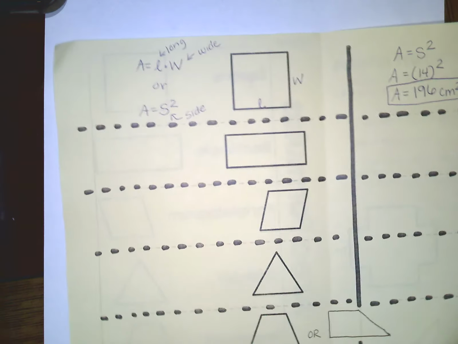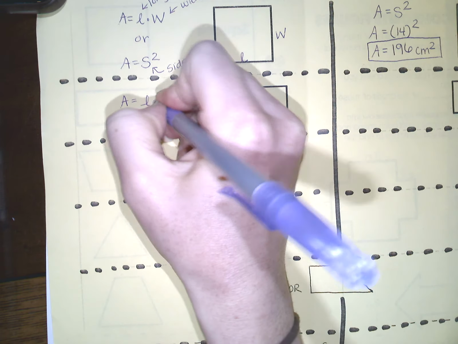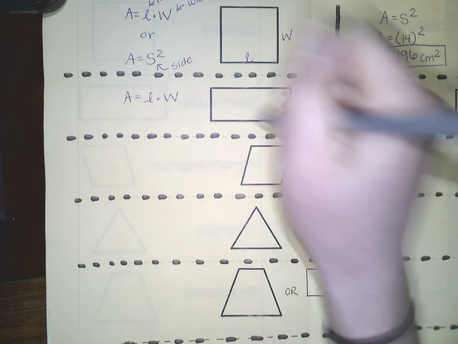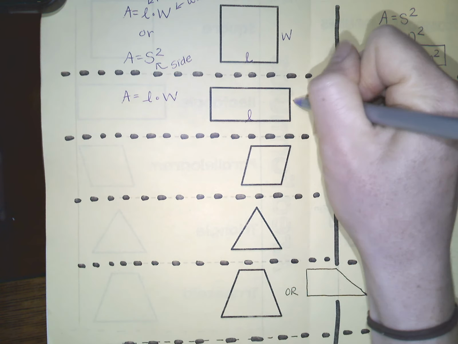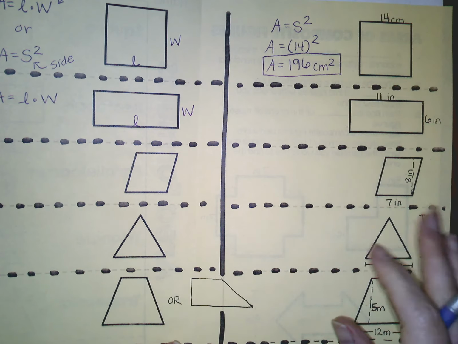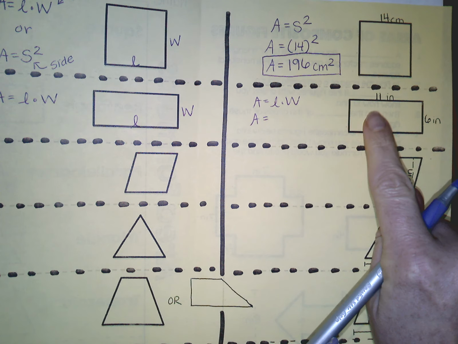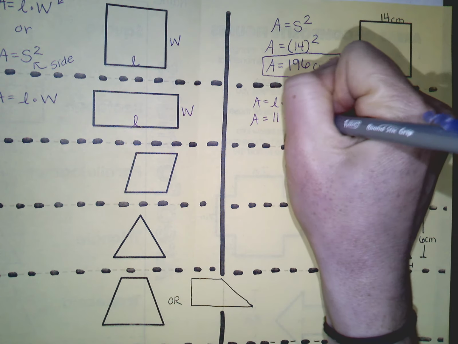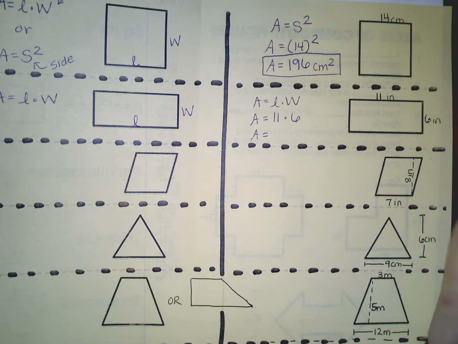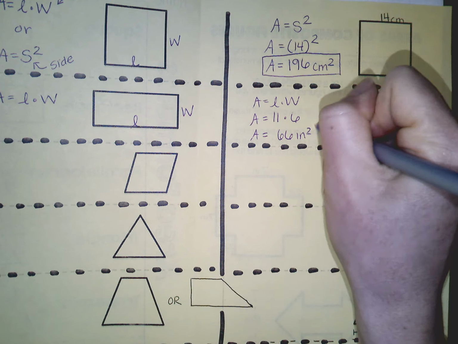Okay, next one, rectangle. This one is very similar to your square. We're going to use A equals length times width. A stands for area. Length, how long something is. Width, how wide something is. So let's try a quick example here. Writing my formula first. My length, how long is my rectangle? 11 times my width, how wide is it? 6. And we should know this. 11 times 6, 66. This is inches squared.